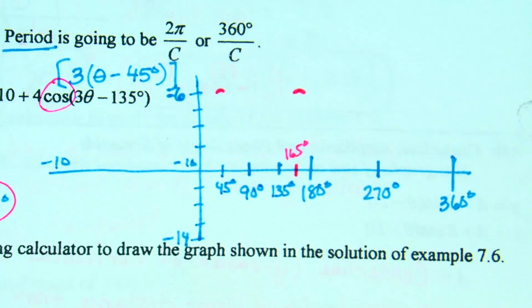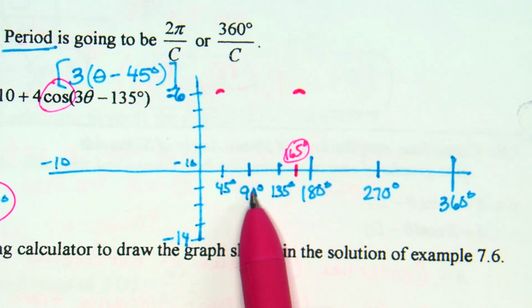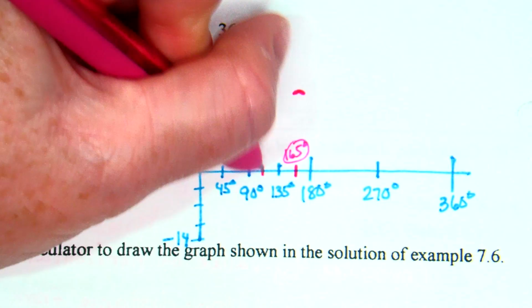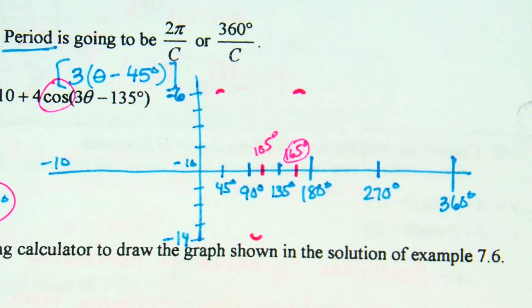Probably should know your middle, yes? Where's the middle of this graph going to be? We start at 45 and we end at 165. Yes, I think so. Okay. And 105 is here, a little bit past 90 before 135. So that's 105. And that's where our minimum is going to be. So we're using 45, 105, 165.